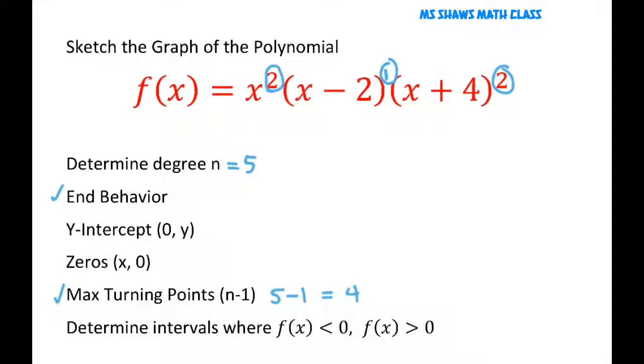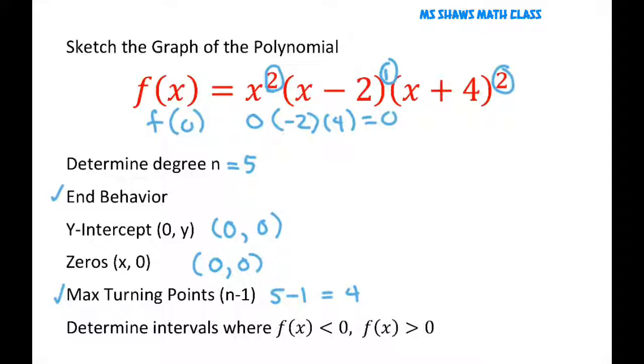Our y-intercept is when x is 0. So when x is 0, plug in 0, you get 0 times negative 2 times 4, and that equals 0. So our y-intercept is 0. If your y-intercept is 0, you also have an x-intercept there.